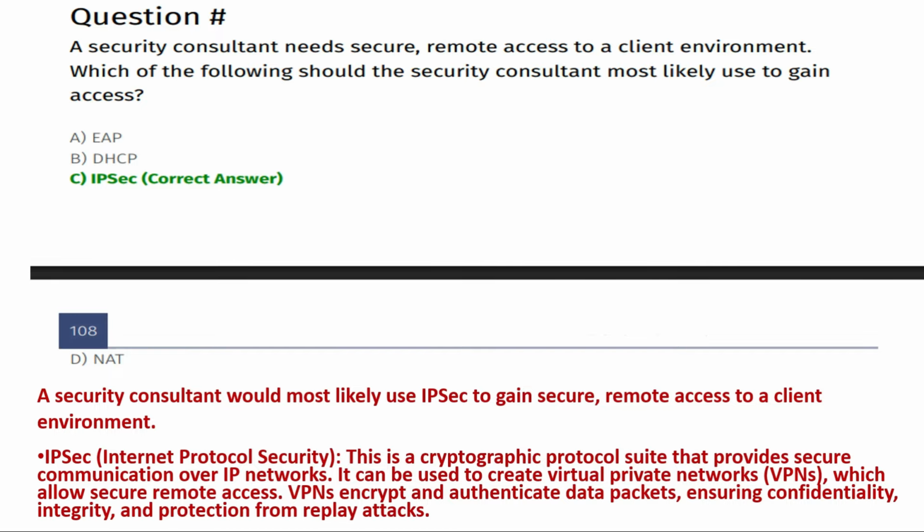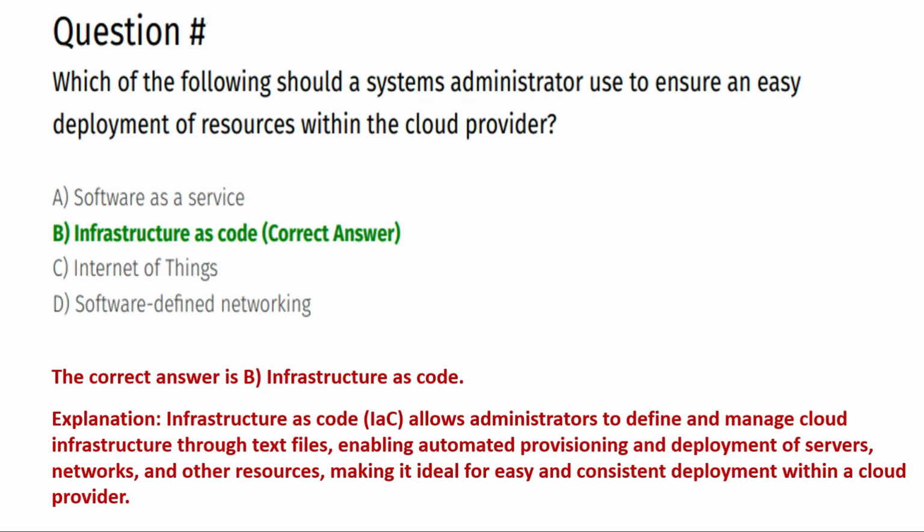So let's move to the next question. And the next question is: which of the following should a system administrator use to ensure an easy deployment of resources within the cloud provider? Option A, software as a service. Option B, infrastructure as code. Option C, Internet of Things. Option D, software-defined networking. And the correct answer for this question is option B, infrastructure as code.